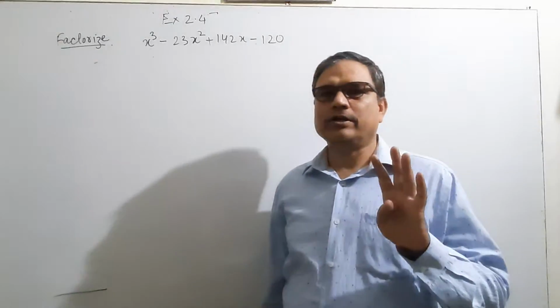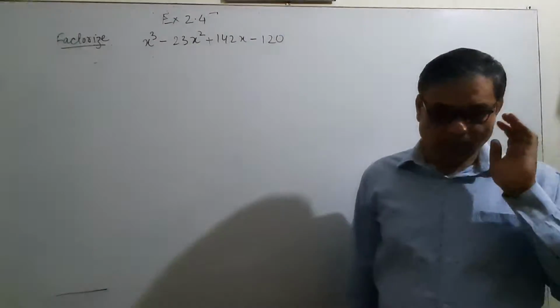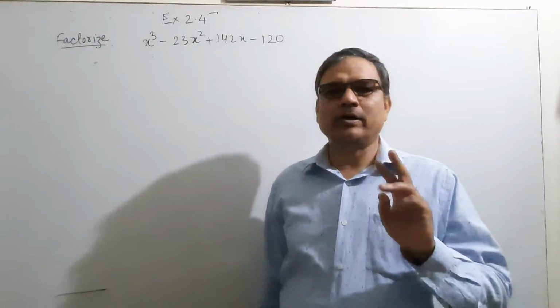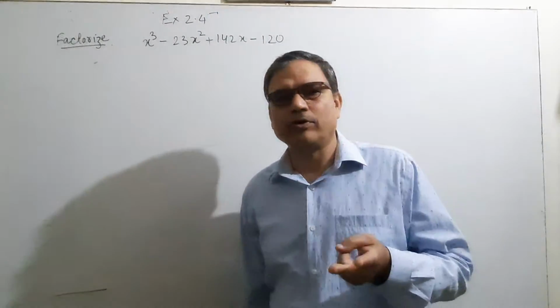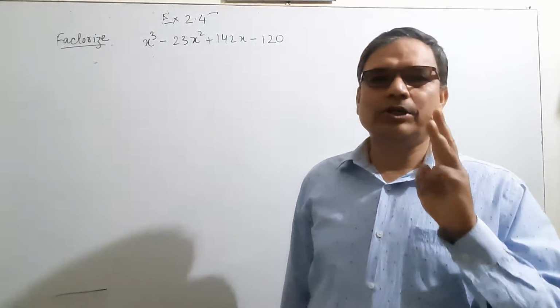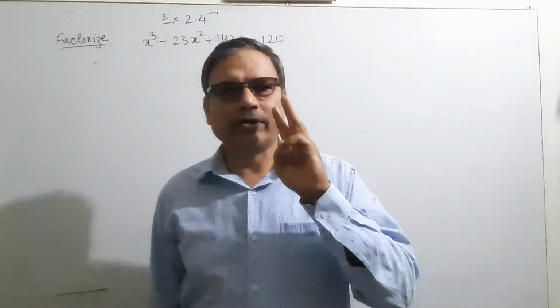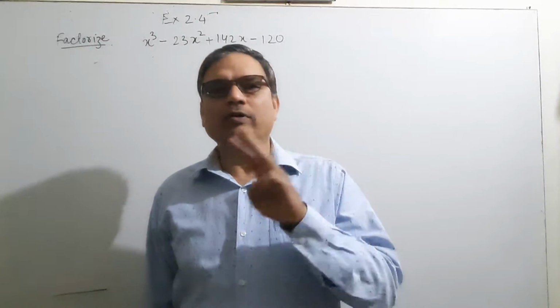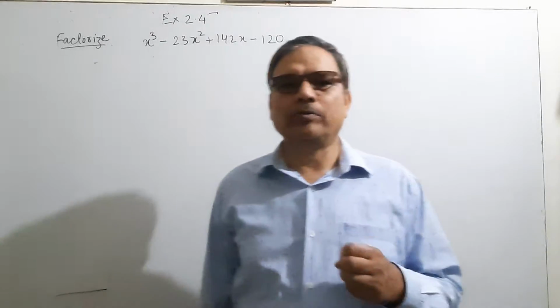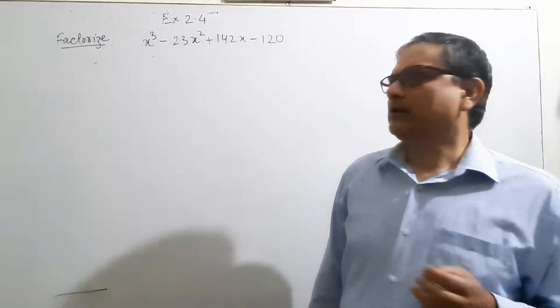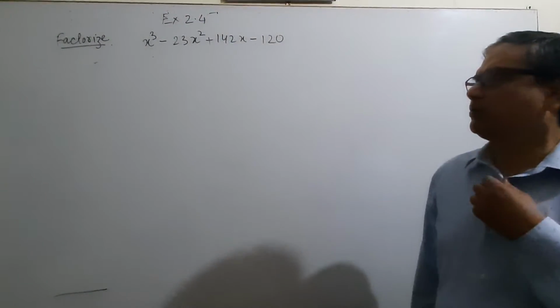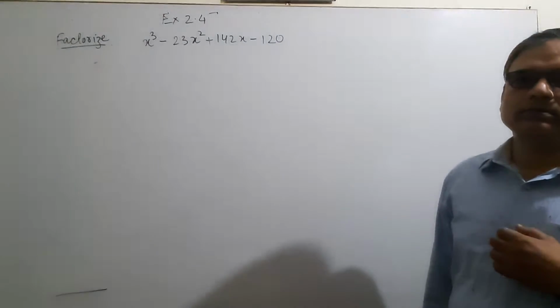Here the degree is 3, that means the factors of a cubic polynomial in the form of linear polynomials will be 3. There will be 3 factors. In what form? In linear polynomial. And this question can be solved in different ways.